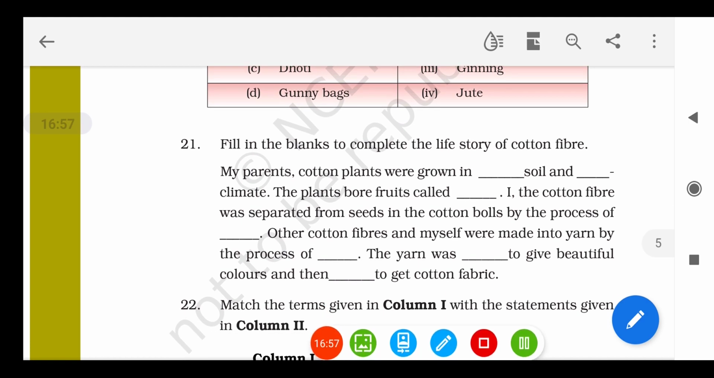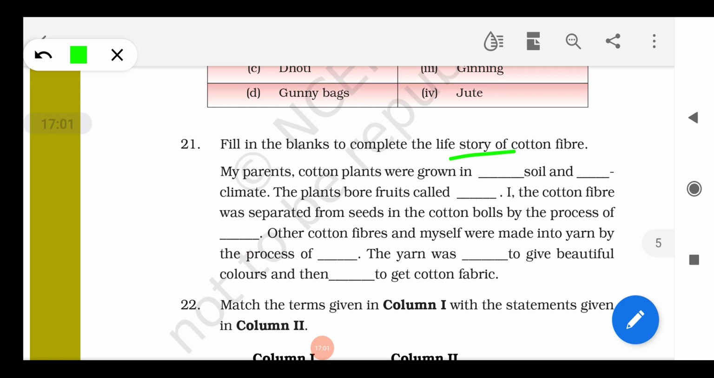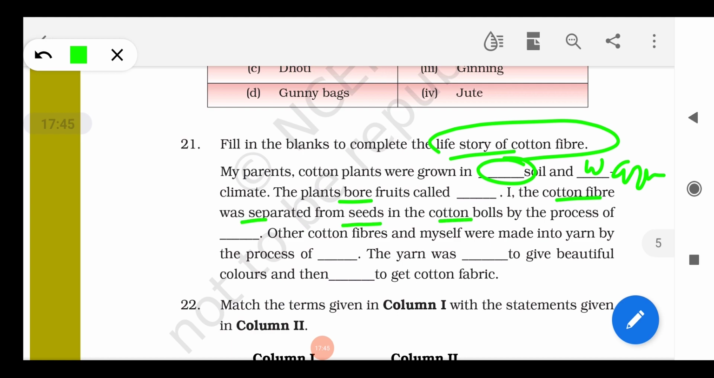Question number 21. Fill in the blanks to complete the life story of cotton fiber. My parents' cotton plants were grown in black soil and warm climate, because we know that cotton plants are grown best in warm climate and in black soil. Now, plants bore fruits called cotton balls, i.e. the cotton fiber was separated from the seeds in the cotton balls by the process of ginning, G-I-N-N-I-N-G.